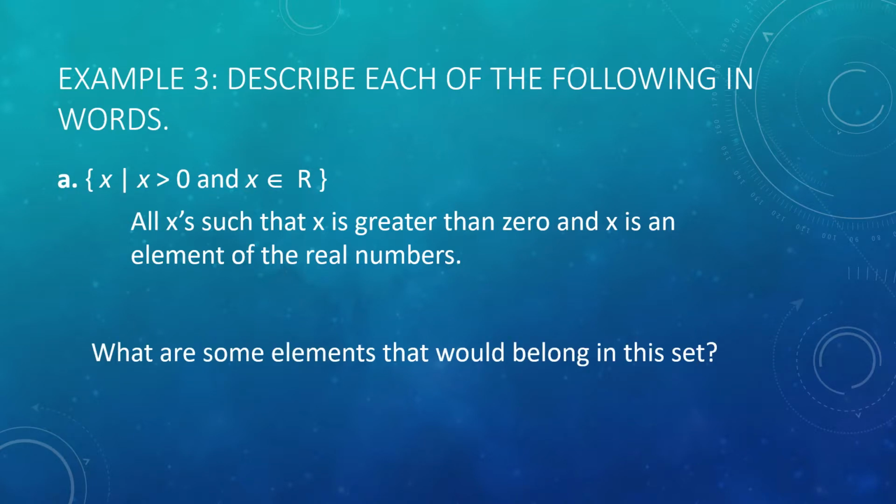What are some elements that would belong in this set? Just to remind you, the elements of this set have to be greater than 0 and they have to be real numbers. So basically you could pick any number here as long as it's not 0 and it's not negative. I picked a couple of numbers here: 1, 0.5, which is the same thing as a half, 3/4, and then 1400. You could pick just any number that was greater than 0, and that is a real number. These were just some numbers that I thought of.